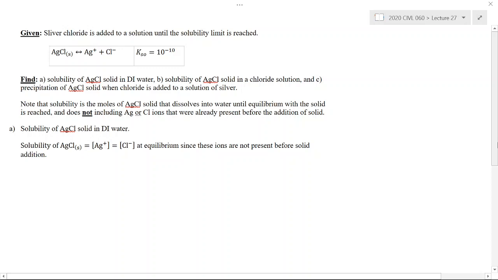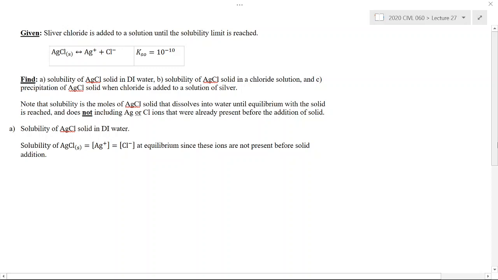So for this problem, I've shown the reaction for silver chloride, the precipitation dissolution reaction, and I've identified the KSO value of 10 to the minus 10 that I got from table 6.1 in the textbook Snoeyink and Jenkins. So we want to find the solubility of silver chloride. We'll find that first in deionized water, then in a chloride solution, and then we'll solve for the precipitation of the silver chloride solid in a solution where the chloride and the silver are added separately.